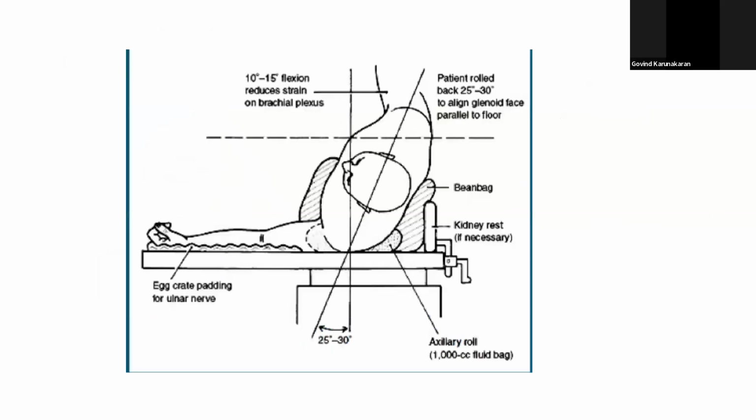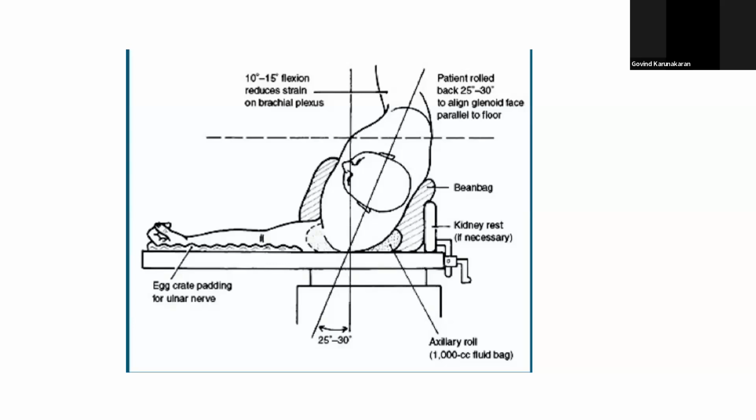And this is the lateral decubitus position that we use nowadays, where the patient is supported by a beanbag from the posterior side, which is vacuum sealed, and a kidney rest if necessary. And the axillary roll, which can be a fluid bag or a soft solid bag, is put on the axilla to support the brachial plexus. And the patient's arm is lifted 10 to 15 degrees forward flexion for reducing the strain in the brachial plexus. And the patient, as I said, will be rolled posteriorly to make the glenoid parallel to the floor.